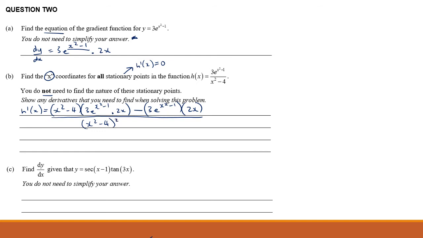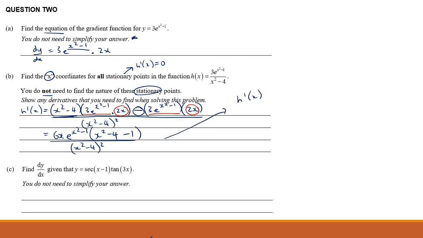Now if I look at that again, this and this are the same. So when I multiply it by that and that, I've actually got the same thing. So I've got a common factor. I'm going to take that common factor out the front, which is 3 lots of 2x, which is 6x e^(x squared minus 1). And that's going to be multiplied by this first part, x squared minus 4, minus 1, all over x squared minus 4 to the power of 2. Now remember, stationary points, h dash equals 0.